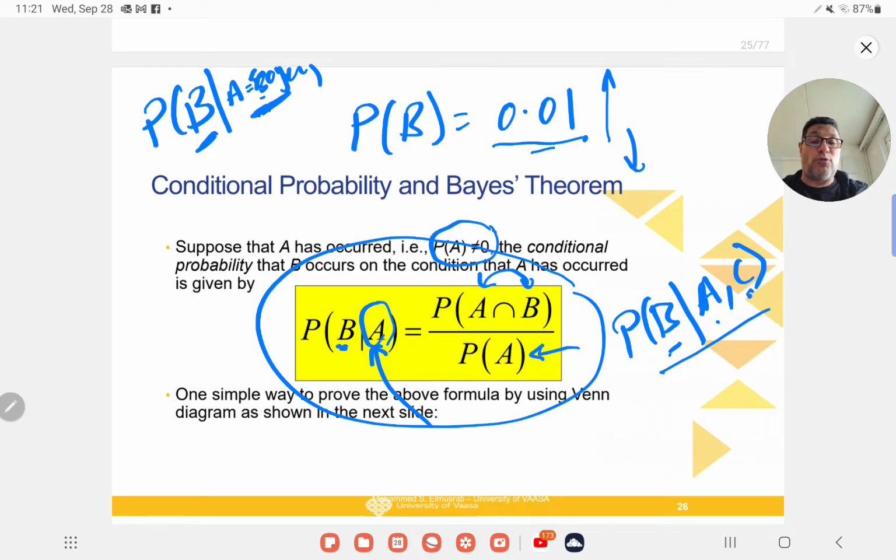In the next slide I will show a simple, intuitive way to explain where this formula comes from, using a Venn diagram. But I'd like to repeat the meaning of this equation, because it's very important. This is the base of what is coming. The probability of any event B to occur, given that A has already occurred, will be the probability of A and B divided by the probability of A. Okay, now let us go to the next slide.